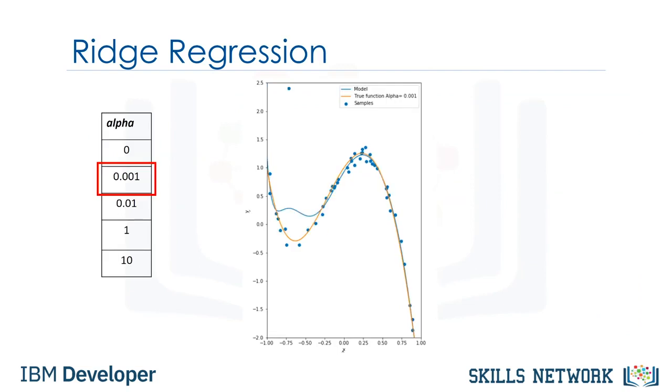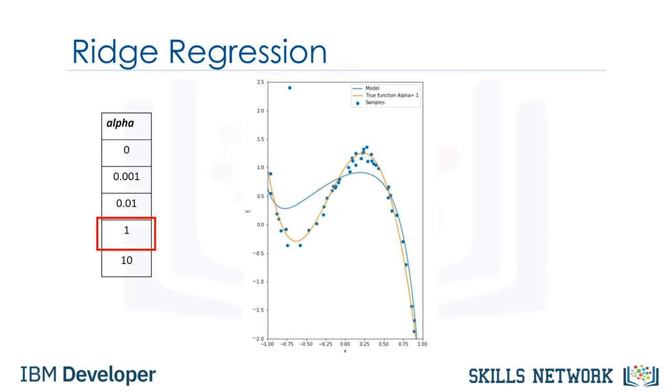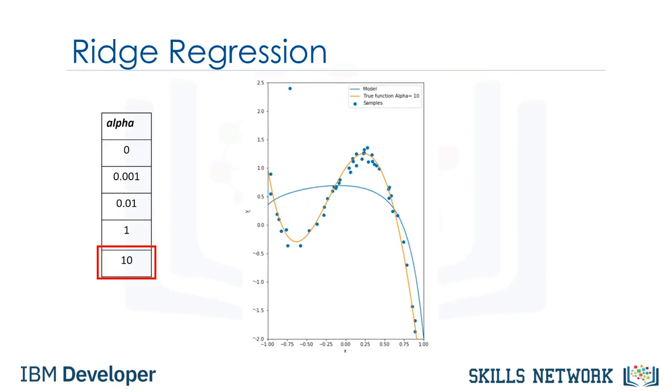For alpha equal to 0.001, the overfitting begins to subside. For alpha equal to 0.01, the estimated function tracks the actual function. When alpha equals 1, we see the first signs of underfitting. The estimated function does not have enough flexibility. At alpha equal to 10, we see extreme underfitting. It does not even track the two points. In order to select alpha, we use cross-validation.